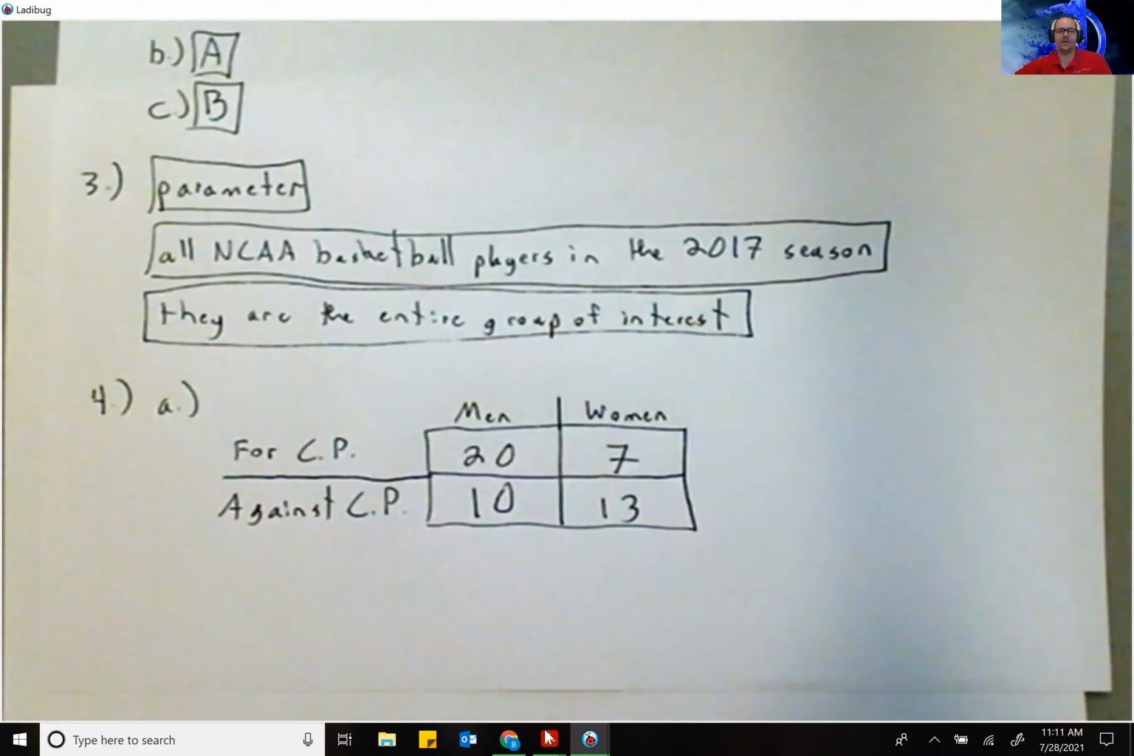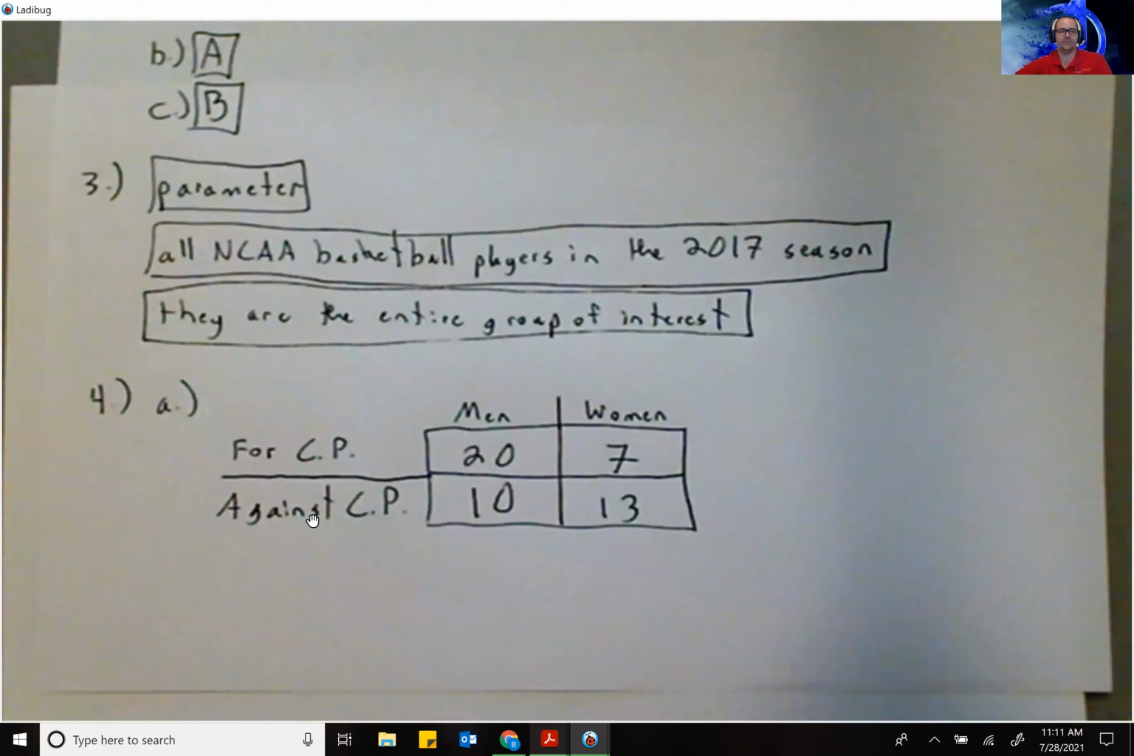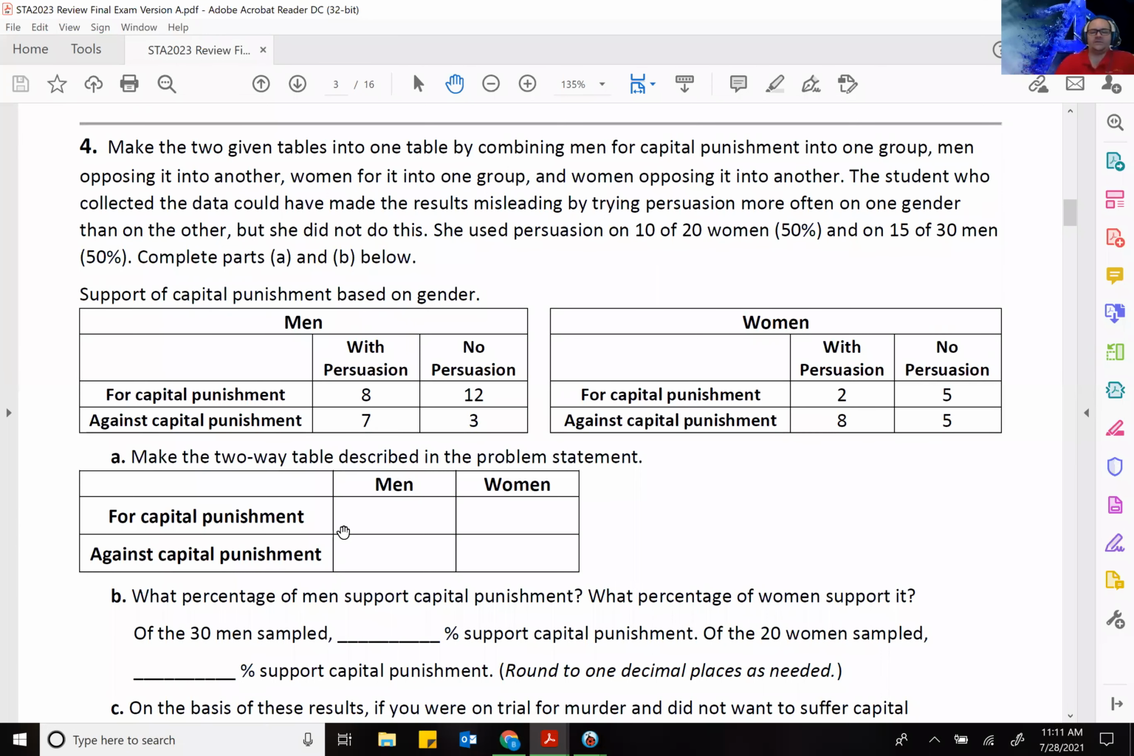All right, part B, let's continue on. Let's look at more of this. So it says, what percentage of men supported capital punishment? What percentage of women supported it? So of the 30 men, what is the percentage? I would say that is 62.5%. I have 66.7. Yeah, I have 66.7 as well.